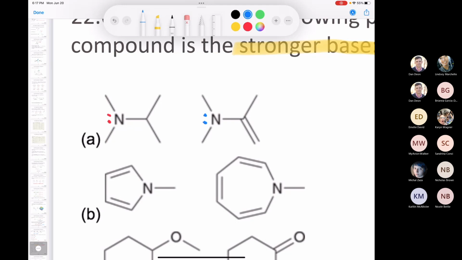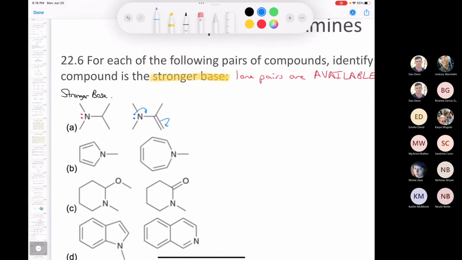I agree, Karen. Right? It's not an easy question, is it? But it would be the red one. So we'll say, let's just write stronger base. Why is the blue lone pair a weaker base? It's because it can participate in resonance, right? We can draw a resonance structure for this. I mean, we could just pencil it in here very quickly.